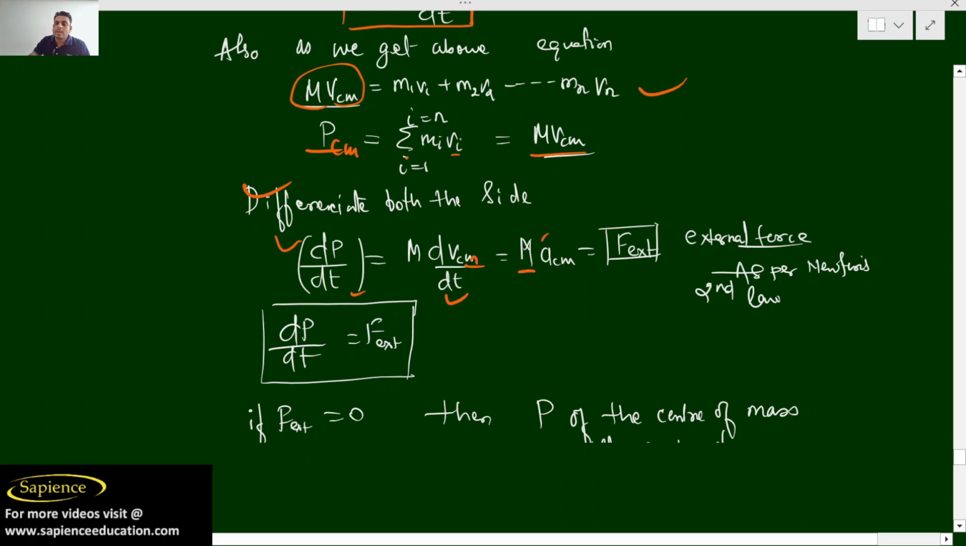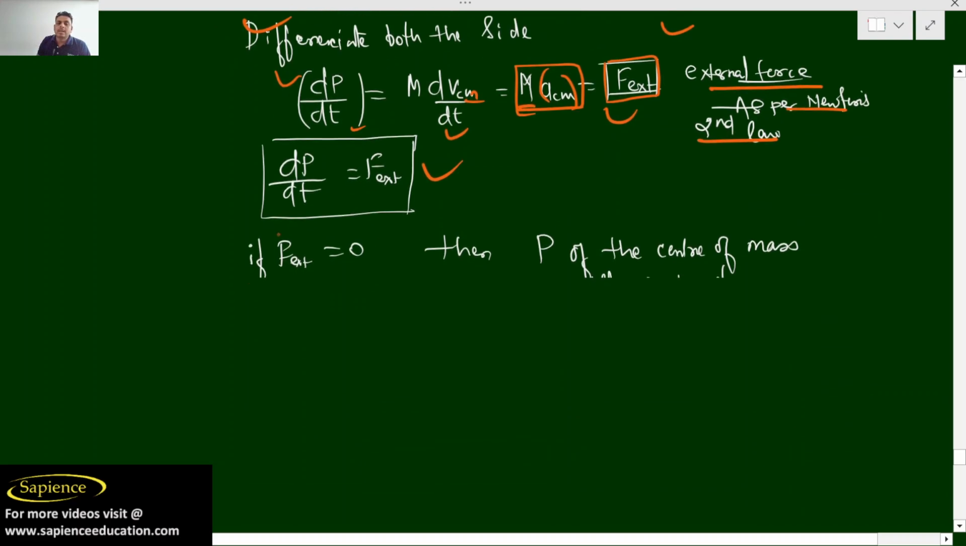So it is mass into acceleration of the center of mass, and mass into acceleration is your external force. So external force as per Newton's second law. As per Newton's second law, the rate of change of momentum is equal to the external force applied on it. So this is hence proved.